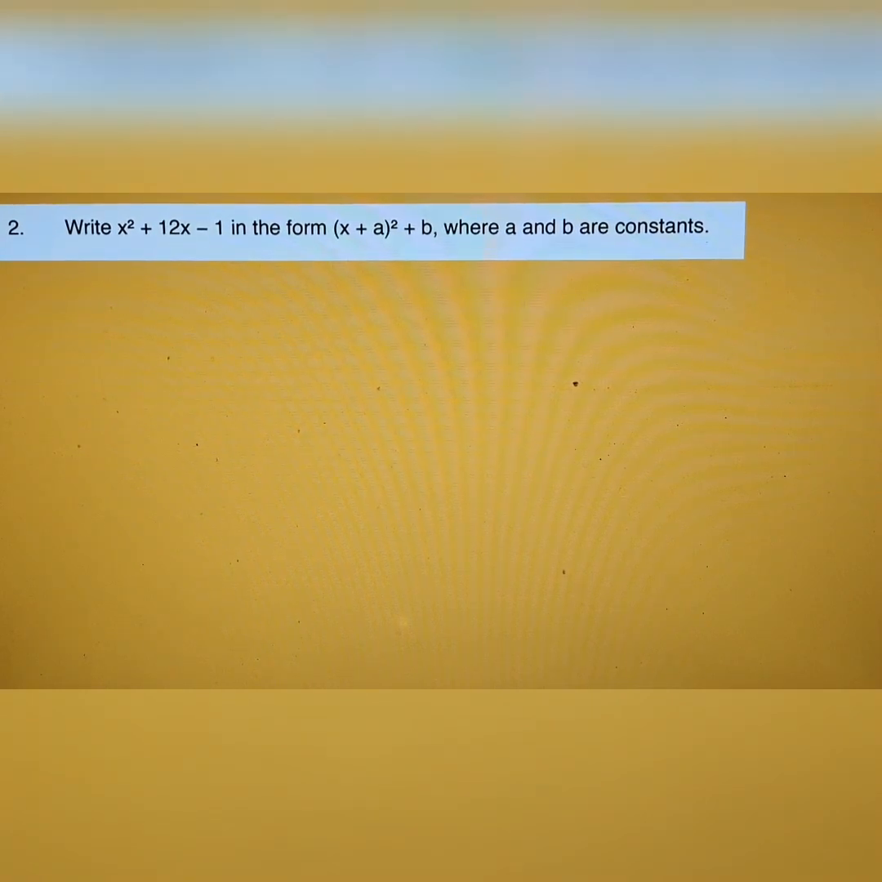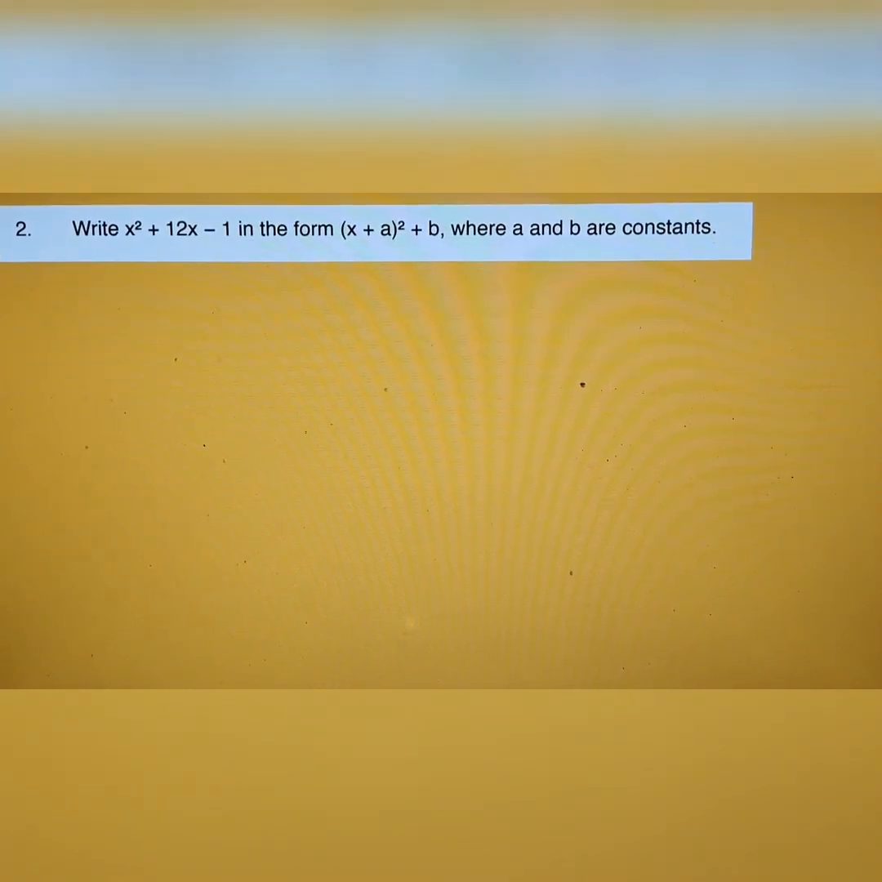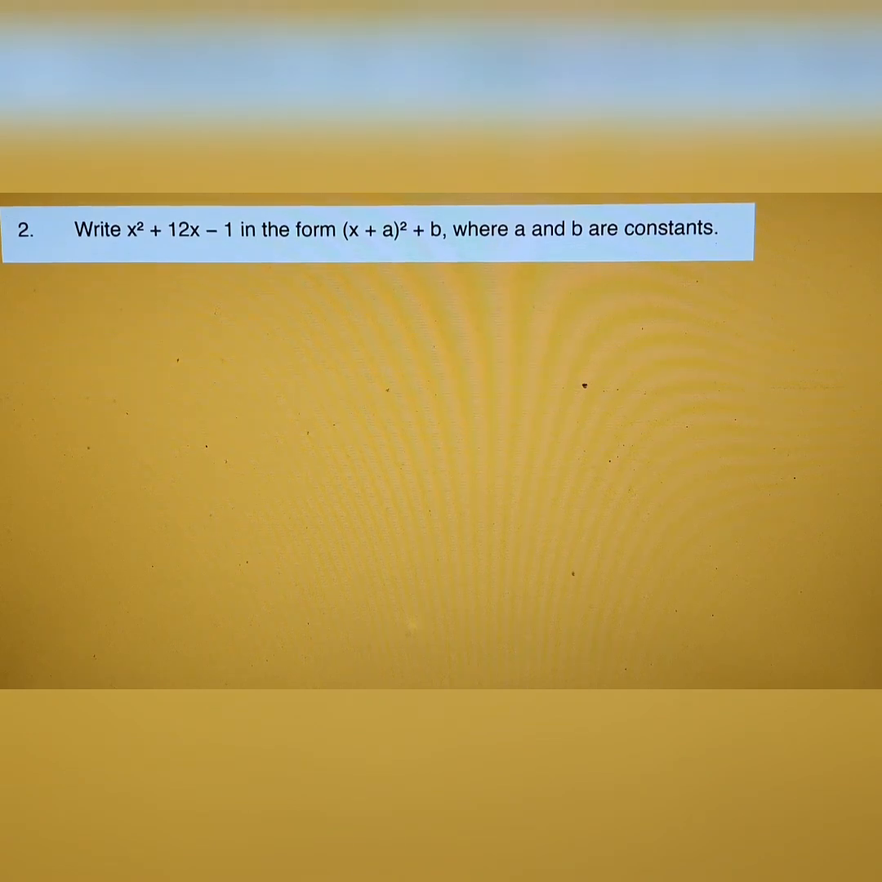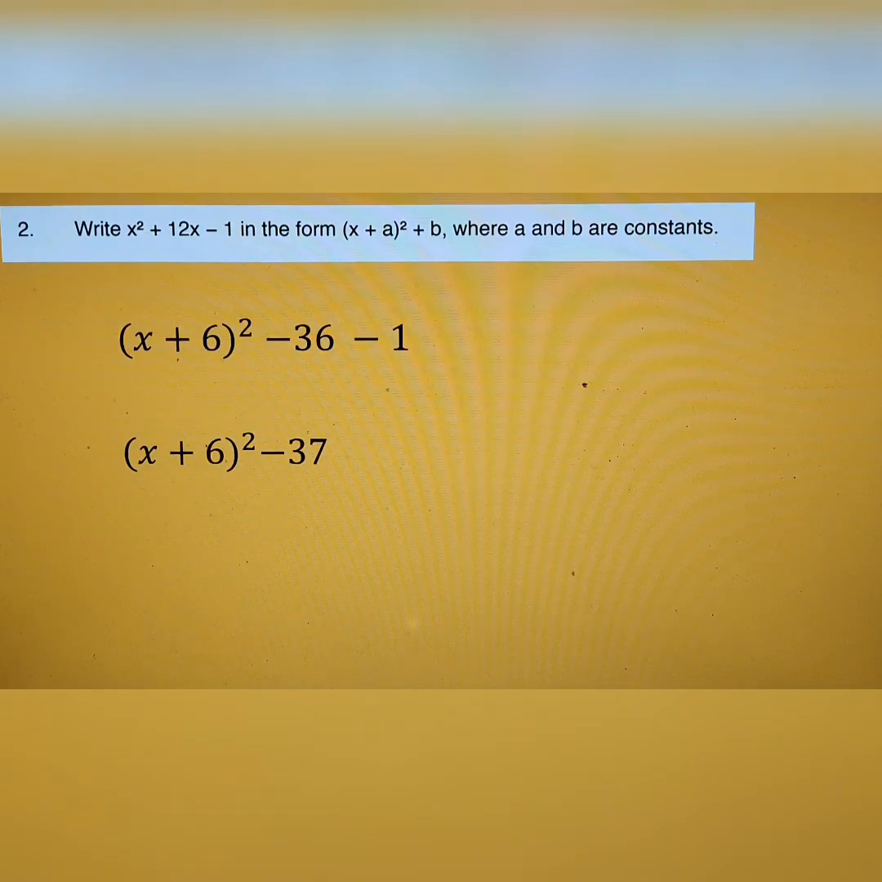Second question, write x squared plus 12x take away 1 in the form of x plus a squared plus b, where a and b are constants. So we're looking at the second term, the x term of 12. You're going to divide that by 2 to get 6. That's going to form your first bracket, x plus 6 squared. 6 squared is 36. So take away 36, bring down minus 1. Then next step would be to simplify. Minus 36 minus 1, which is minus 37.